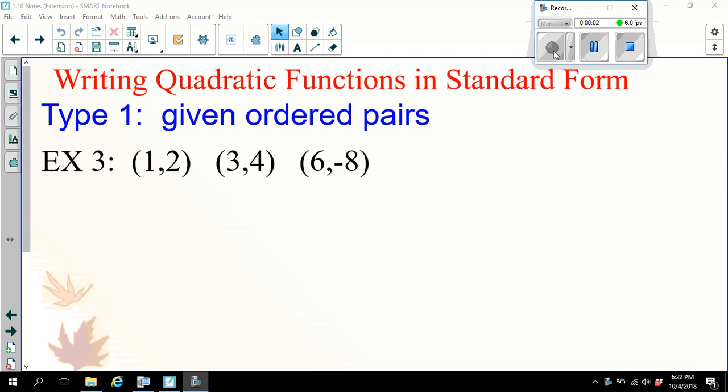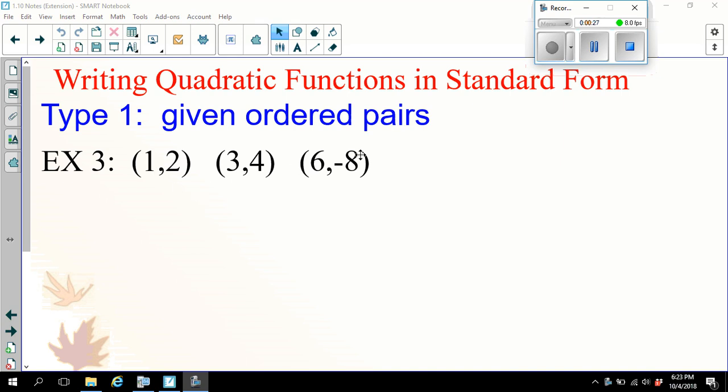So here are the notes for 1.10, examples 3 and 4. So these are basically writing quadratic functions in standard form. So what we're going to do is we're going to be given points or a set of data, and we actually have to use our graphing calculator to find the quadratic functions in standard form.